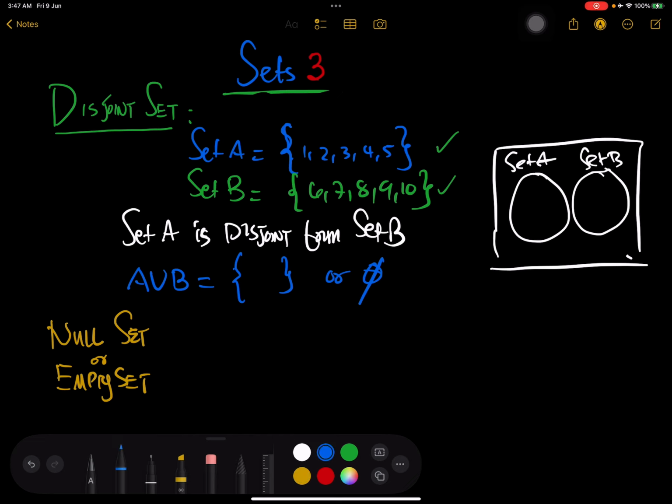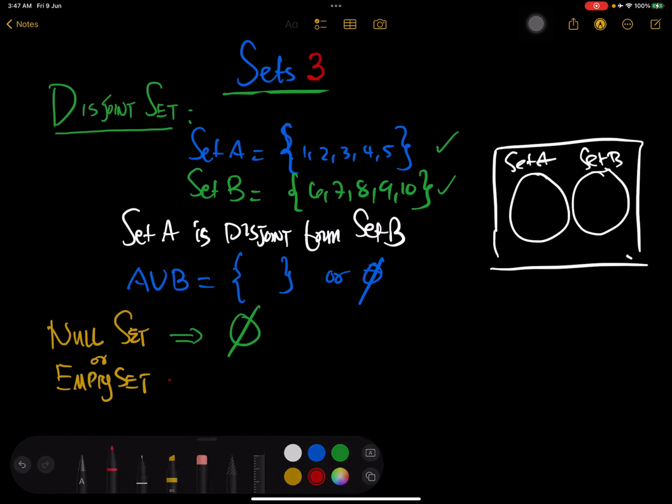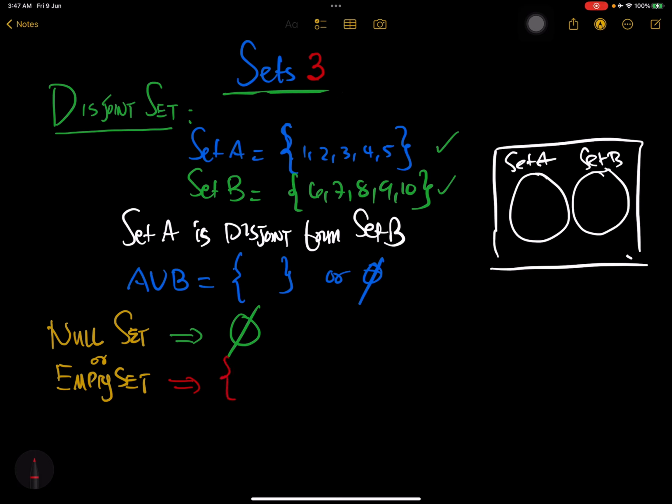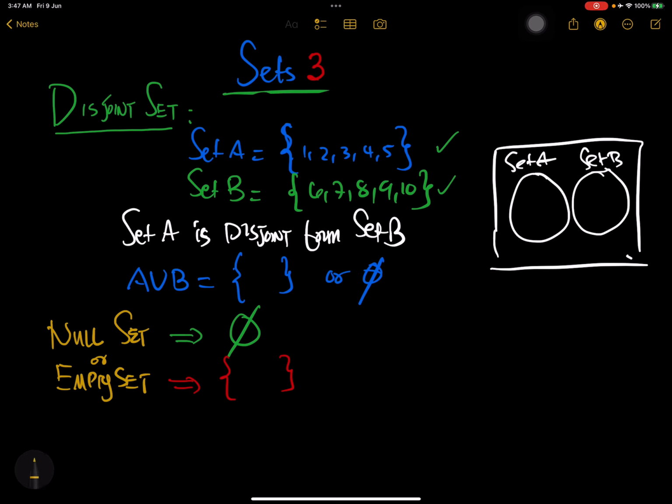A null set is denoted by writing a zero and crossing it. With an empty set, it is also like this. It's empty. Both of them mean the same thing. Whenever we have a disjoint set, there will be a null set or empty set. So A union B, like we have said, will be empty, because there's nothing common between the two.